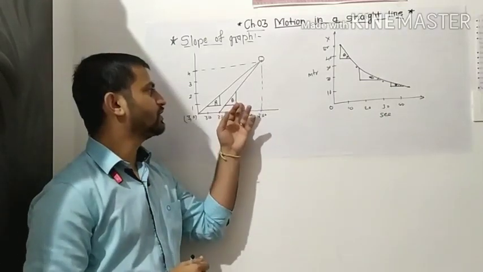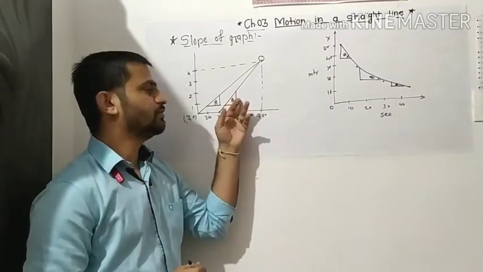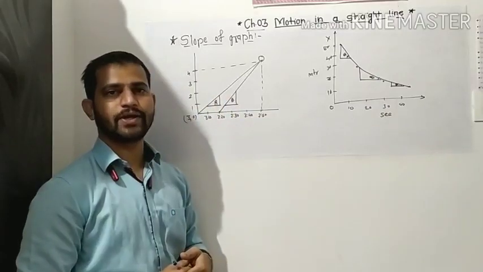But once he left, he reached home with the higher speed because it has more slope, and the other has comparatively less slope.